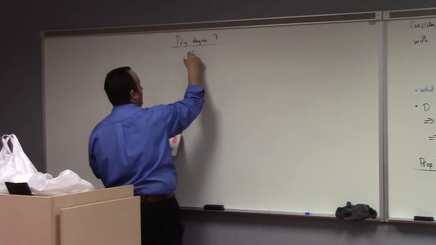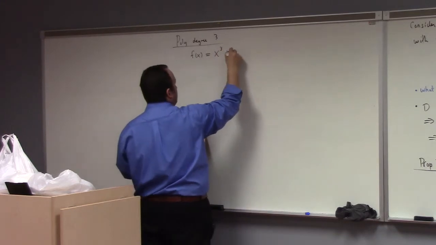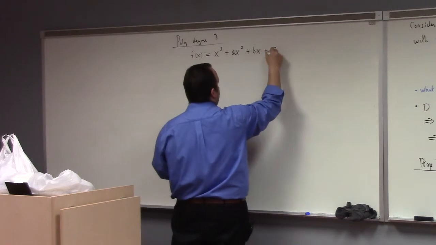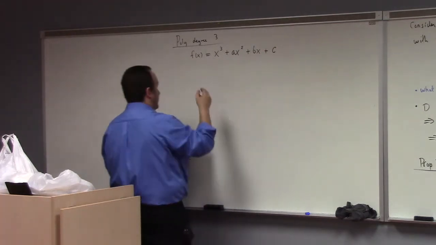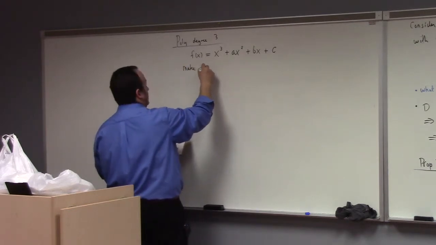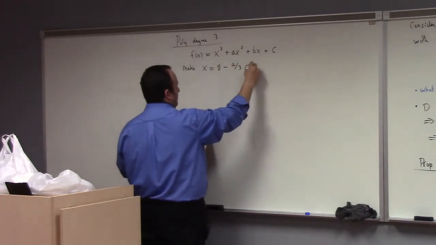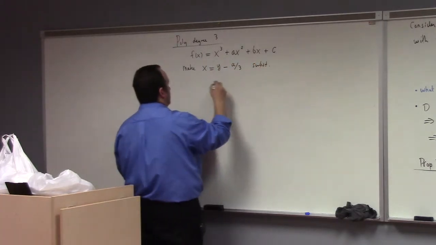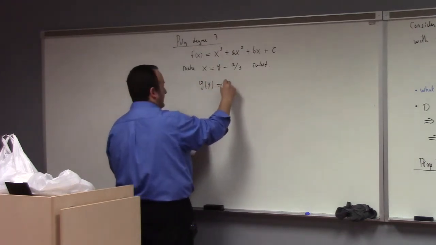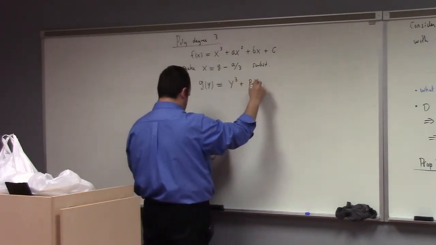Starting with f of x equal to x cubed plus ax squared plus bx plus c. First of all, we make the substitution x equals y minus a over 3. That gives us g of y equals y cubed plus py plus q.